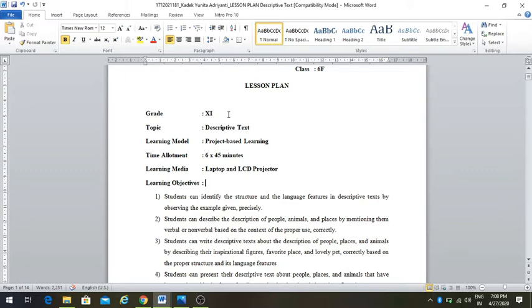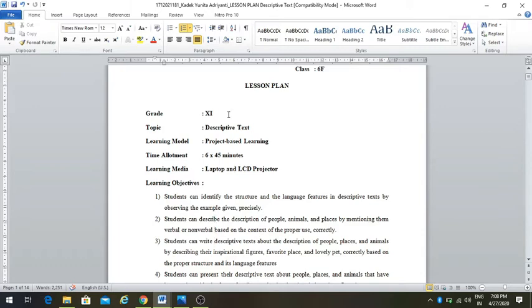So move to the learning objectives. There are 4 learning objectives. The first one is students can identify the structure and the language features in descriptive text by observing the example given previously. The second one is students can describe the description of people, animals, and places by mentioning them verbal or non-verbal based on the context of the proper use correctly.